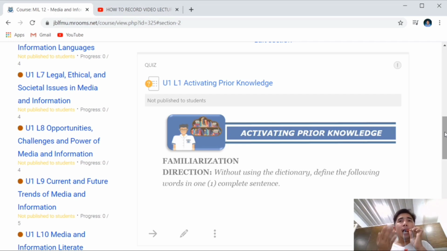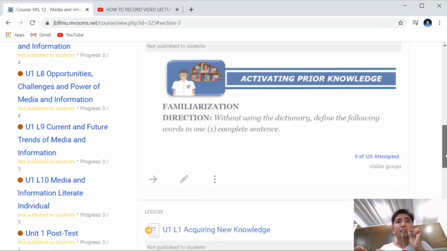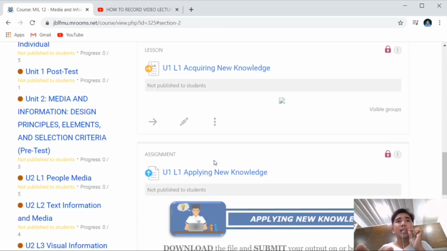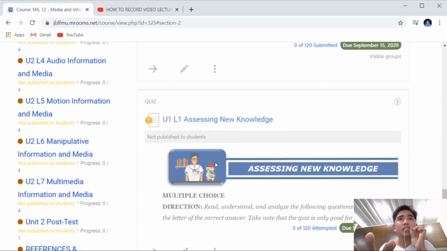So today, as the start of the week, as our first meeting of the week in the subject MIL or Media and Information Literacy, we're going to finish this one: activating prior knowledge, acquiring new knowledge, and applying new knowledge. So, all classes, we will finish it. Then there is what we call assessing new knowledge. So, you are going to take the quiz regarding this lesson on Thursday.